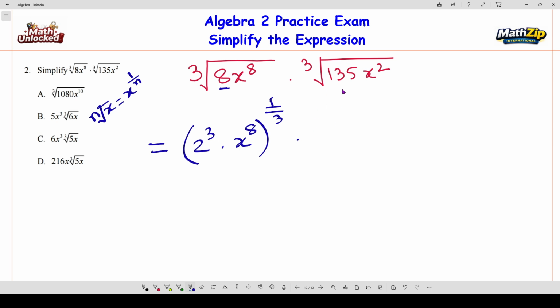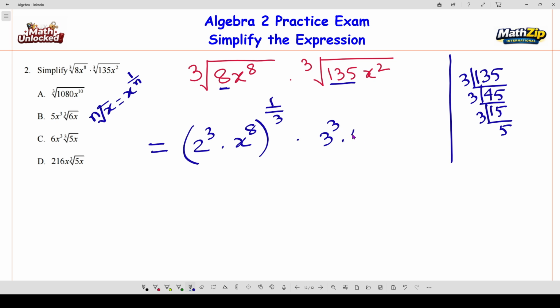Same thing in here, 135, if we simplify, if we divide by 3, we will get 45. Then again we divide by 3, we will get 15. Again we divide by 3, we will get 5. So it means 135 can be written as 3 to the power 3 times 5, and here is x square, and the whole power will be 1 by 3 because this is a cubic root.